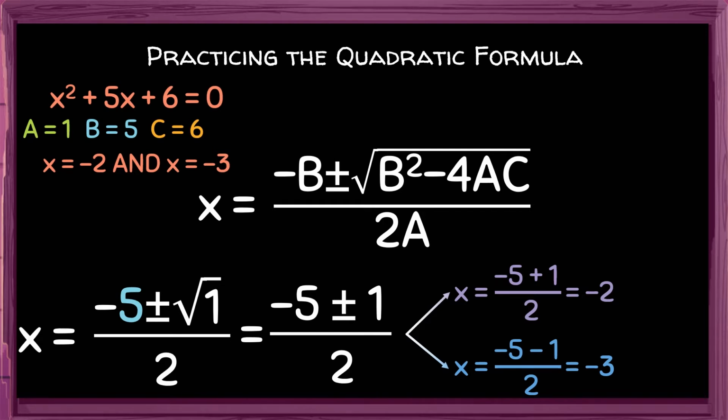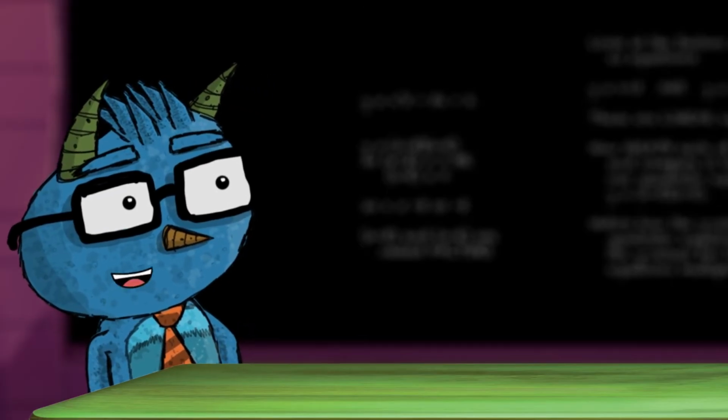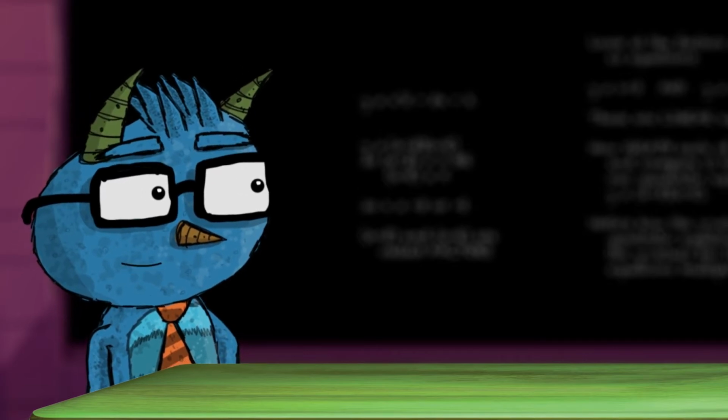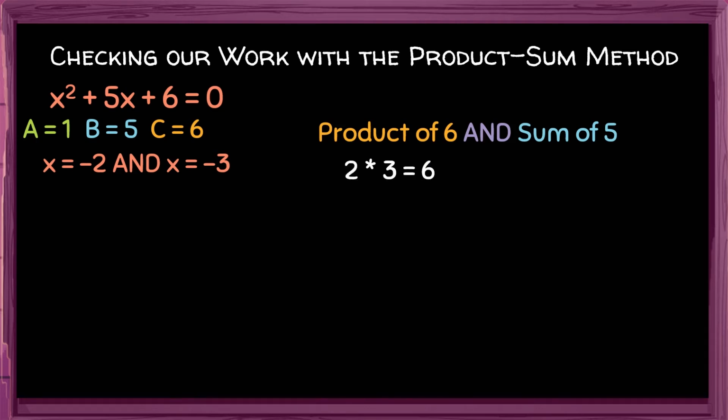Class, you just used the quadratic formula for the first time. Nicely done. Now, we said we were going to check our answers using our product sum method. Let's do that. In the product sum method, we look for 2 special numbers with a product of c, which is 6, and a sum of b, which is 5. What numbers work? Like, I think 2 and 3 will work, won't they? 2 times 3 equals 6, and 2 plus 3 equals 5.